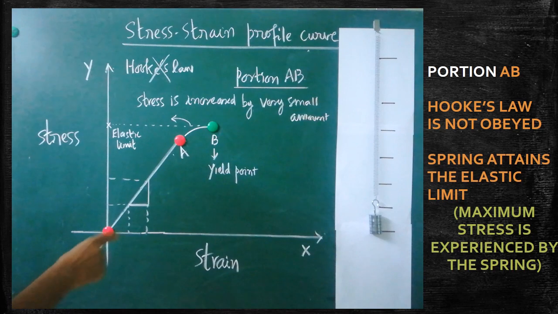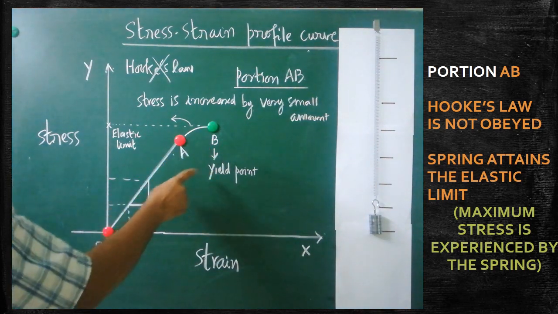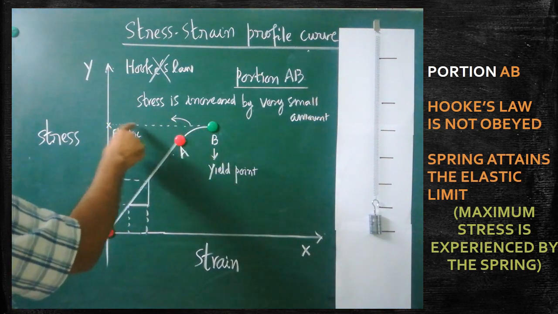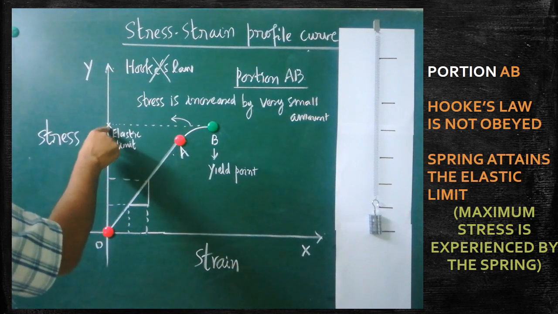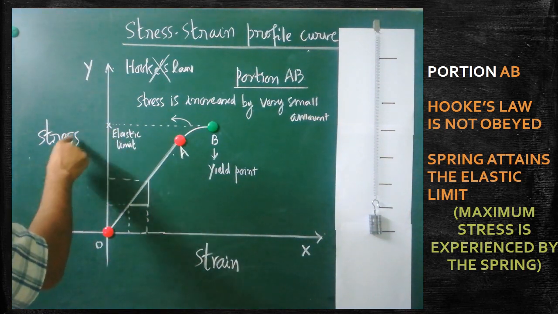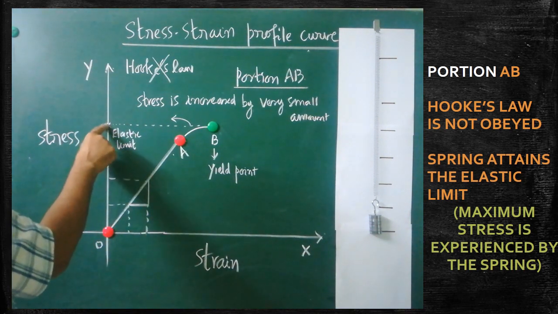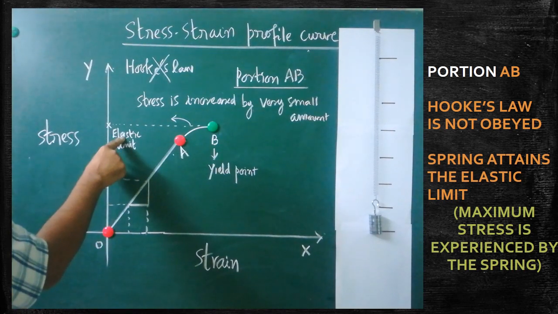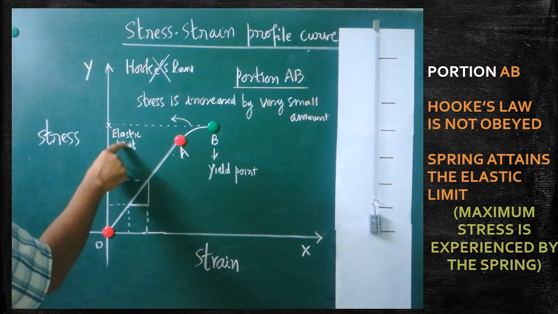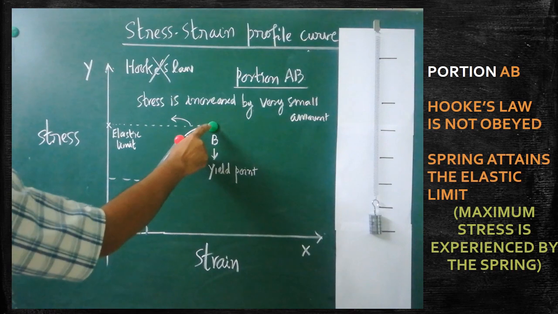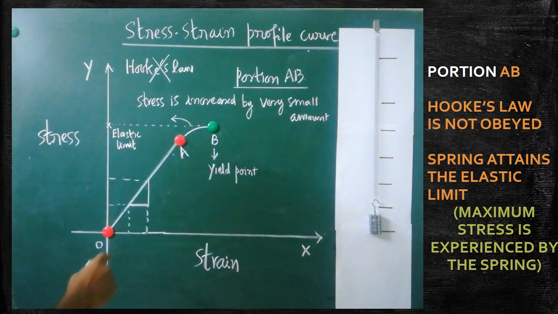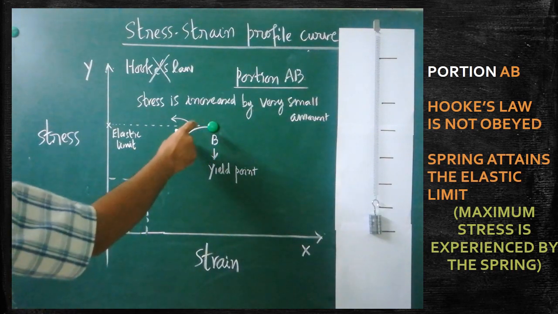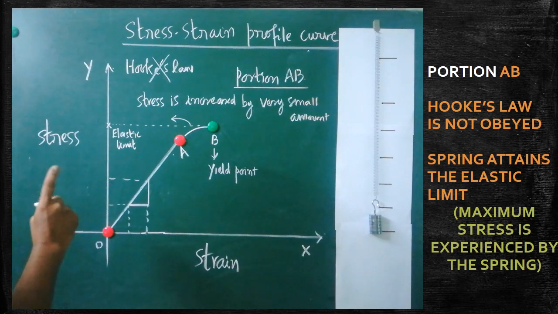So this point B is called the yield point. If you extend the line from B, there you will get the maximum stress. That maximum stress is called the elastic limit. Within the elastic limit, the body is clear. The point B is called the yield point, but Hooke's law is not obeyed. Understood? That is very important.